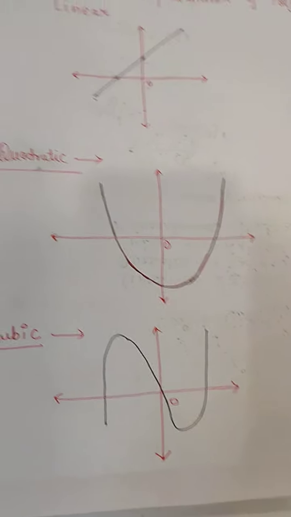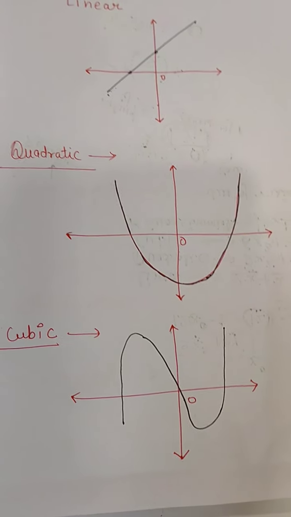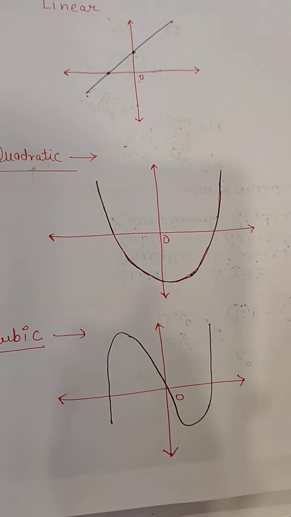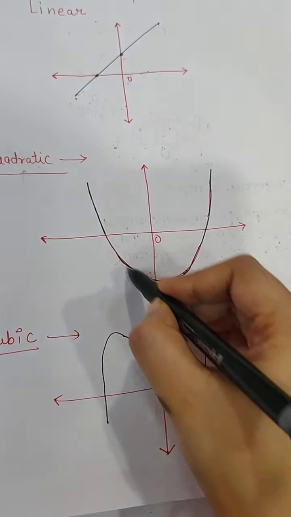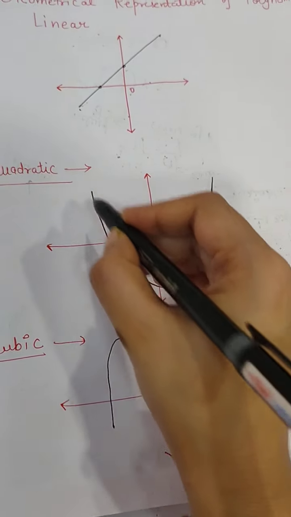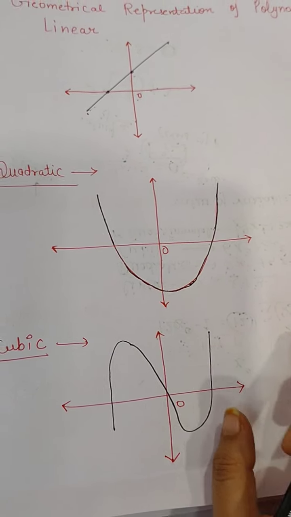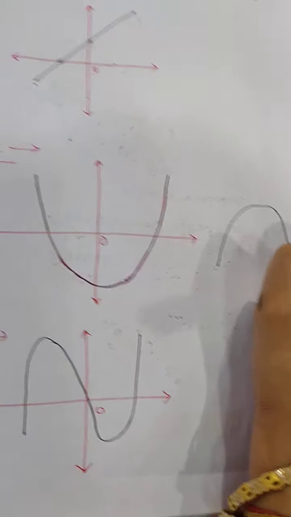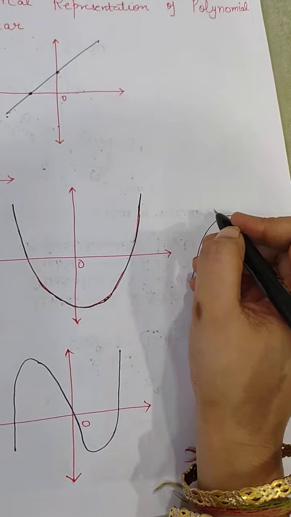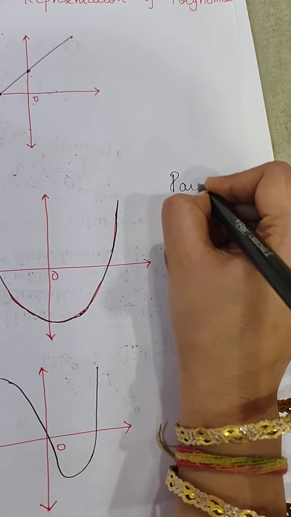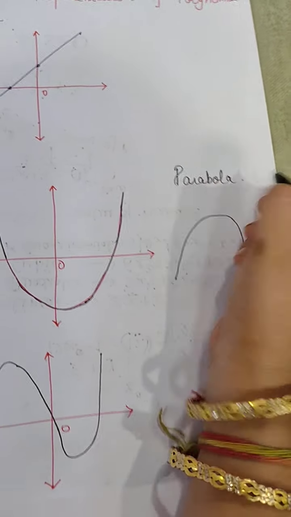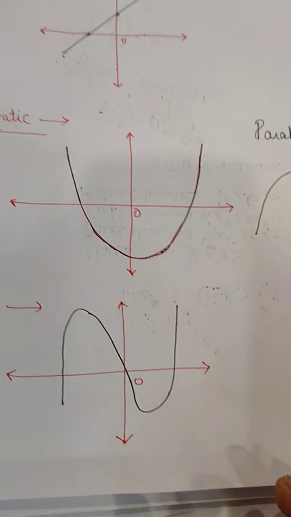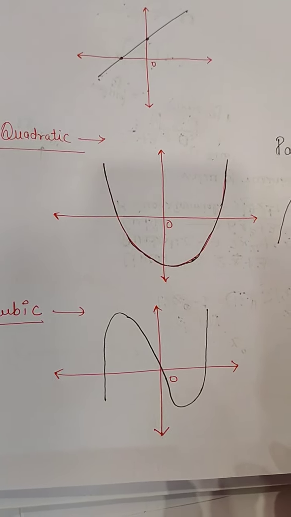Now you come to the quadratic polynomial. The geometrical representation, meaning the graph of a quadratic polynomial, will be in the form of an upward opening curve or a downward opening curve, like this also. This curve is called a parabola. We call this curve a parabola. This parabola shows the graphical representation of the quadratic equation.